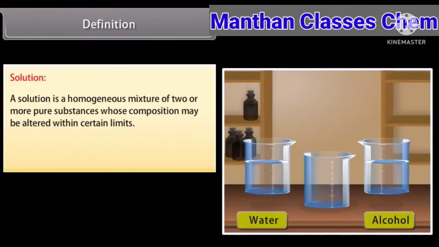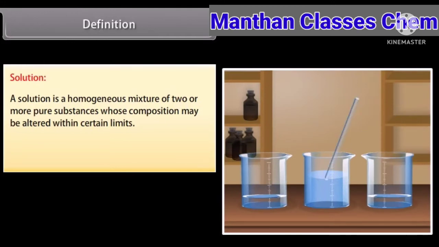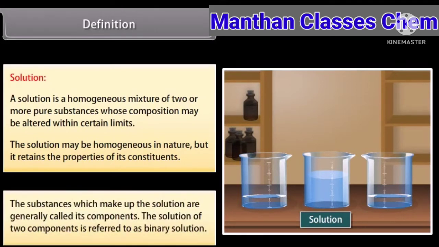Solution is a homogeneous mixture of two or more pure substances, whose composition may be altered within certain limits. The solution may be homogeneous in nature, but it retains the properties of its constituents. The substances which make up the solution are generally called its components. The solution of two components is referred to as binary solution.